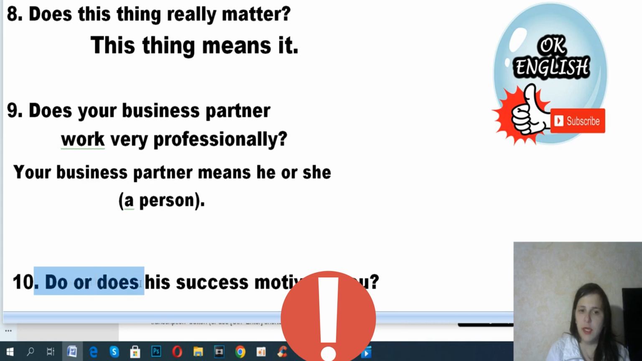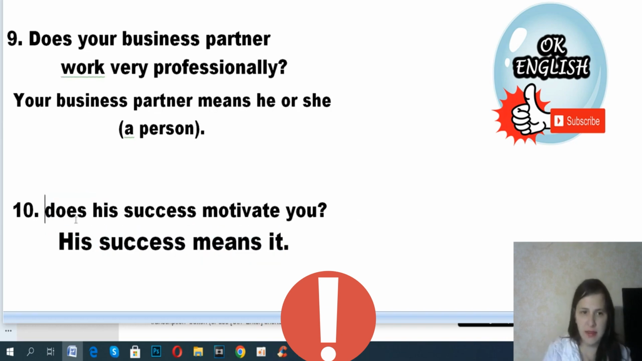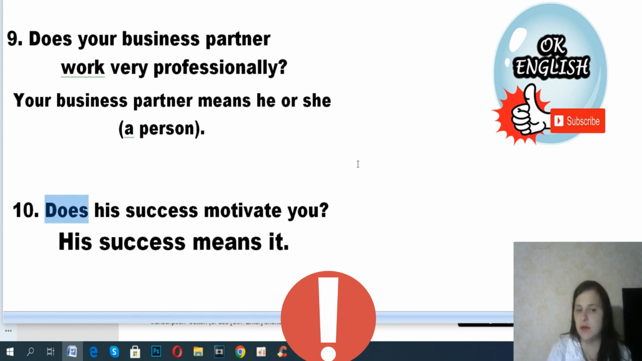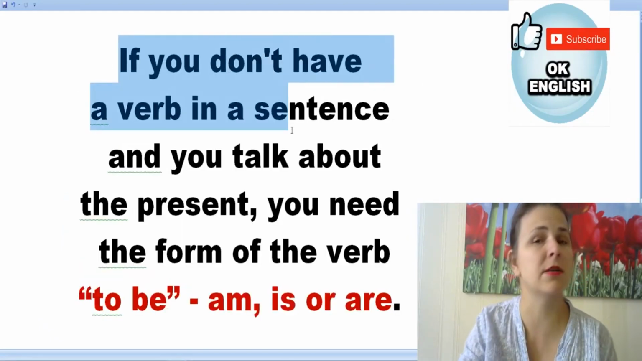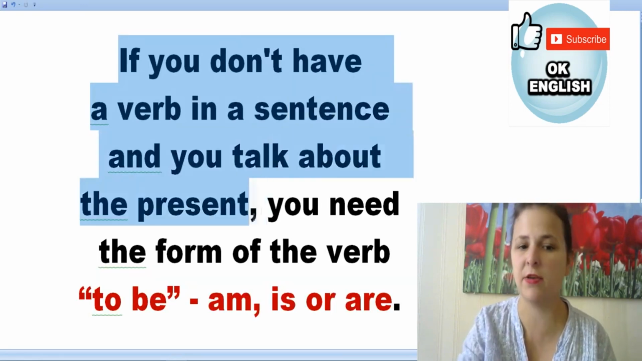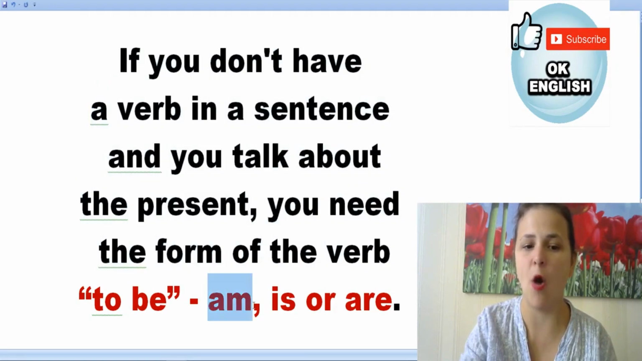Do or does his success motivate you? His success means it. We use does. Does his success motivate you? If you don't have a verb in a sentence and you talk about the present, you need the form of the verb to be. Am, or is, or are.